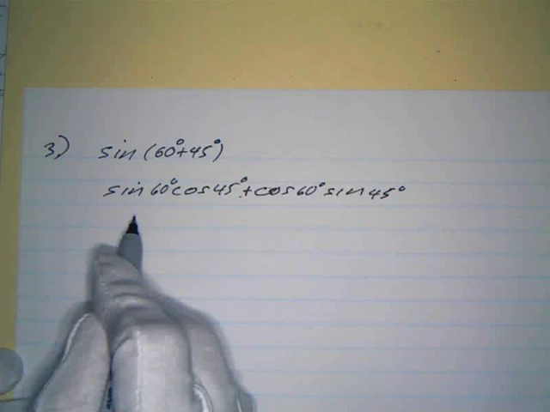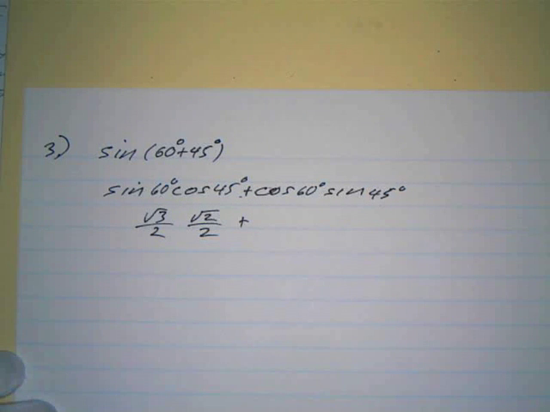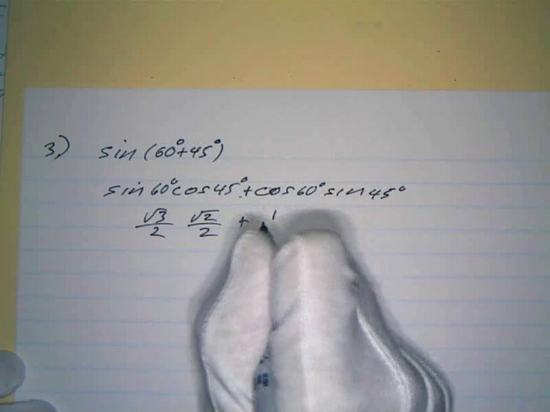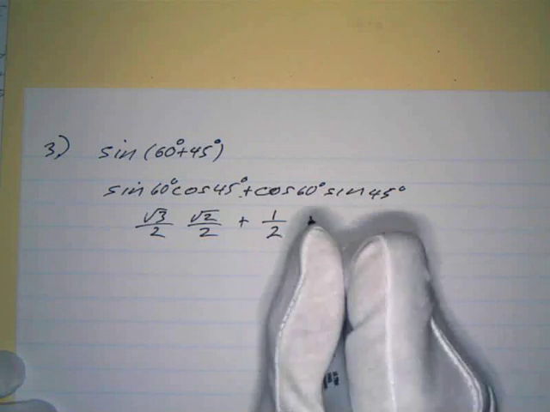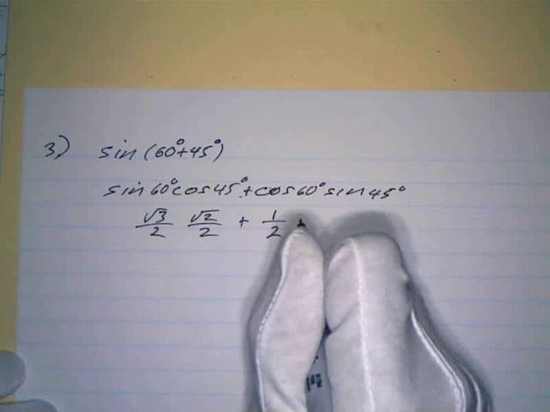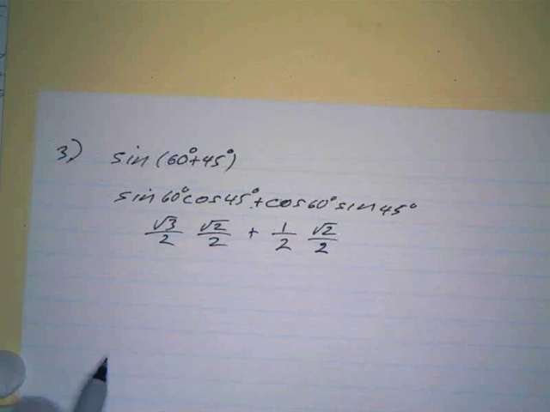And what's the sine of 60 degrees? Square root of 3 over 2. What's the cosine of 45? Square root of 2 over 2. And what's the cosine of 60 degrees? 1/2. Remember, that's pi over 3. And then what's the sine of 45, which is pi over 4? Square root of 2 over 2. That's why we learned that unit circle.